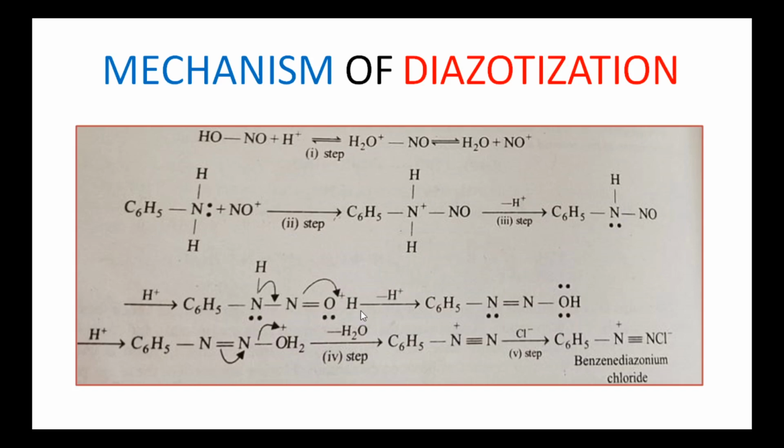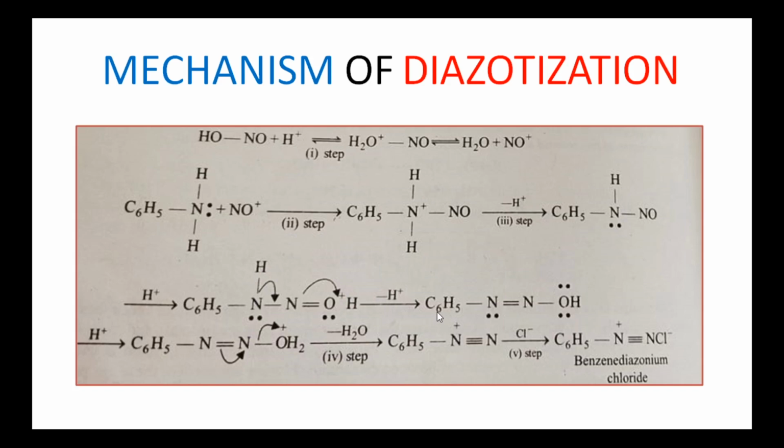This N-nitrosoaniline again reacts with acid, that is H plus ions. So, the lone pair of electrons from the oxygen is donated to H plus, forming a bond. Then, the double bond between nitrogen and oxygen is shifted towards the oxygen atom. Then, nitrogen gets a positive charge. It can accept the electrons from the second nitrogen atom. Here, the hydrogen atom attached to the second nitrogen atom is removed as an H plus ion.